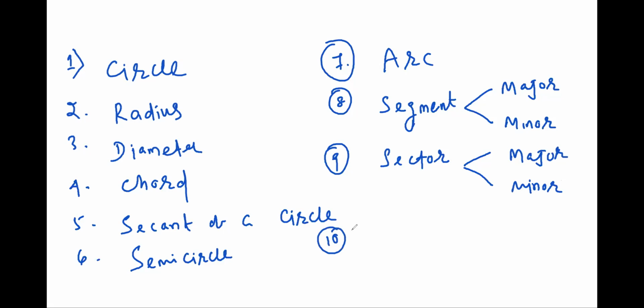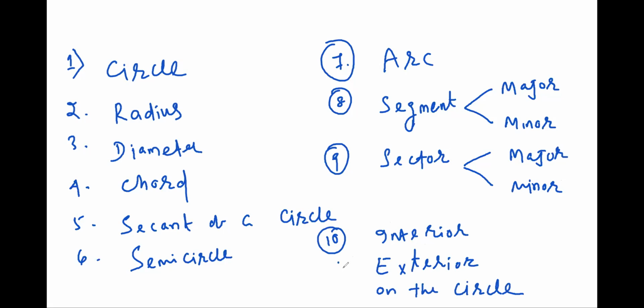Then we studied about three things: interior, exterior, and on the circle. And finally, we studied about concentric circles. Is it clear to you all now? We've studied this much information within this short span of 30 to 40 minutes. So this is very, very helpful for all of you.